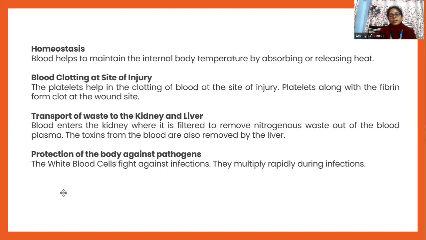Then comes the protection against pathogens. The WBCs fight against infections as they include neutrophils, eosinophils, basophils, monocytes, and lymphocytes. They engulf the bacteria or infectious agents and stop the multiplication of the infection in our body.